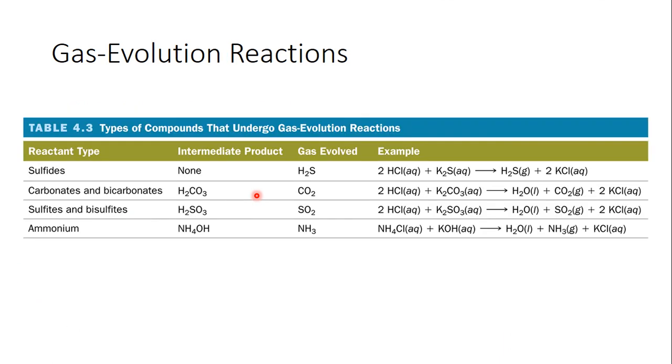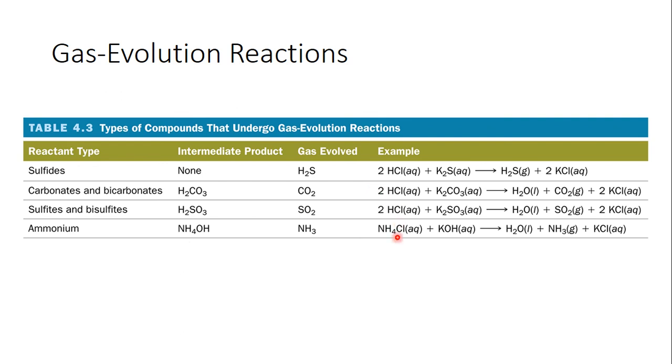And so let's look at what will actually form gases. So if you have sulfides, you'll make H2S. If you have carbonates, CO2 is the type of gas you'll make, and the intermediate is H2CO3. For sulfites and bisulfites, the intermediary is H2SO3 to make SO2. And you can also make ammonia by making NH4OH.